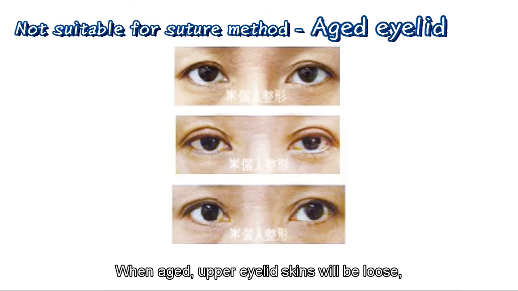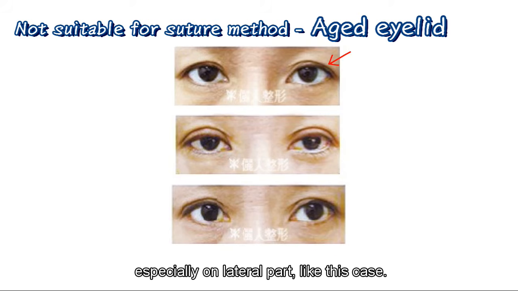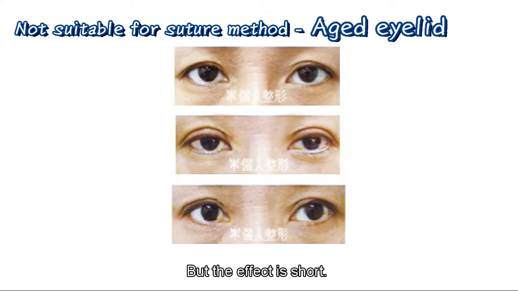When aged, upper eyelid skin will be loosened, especially on the lateral part, like this case. Suture method can make the fold higher and temporarily improve lateral hooding, but the effect is short.